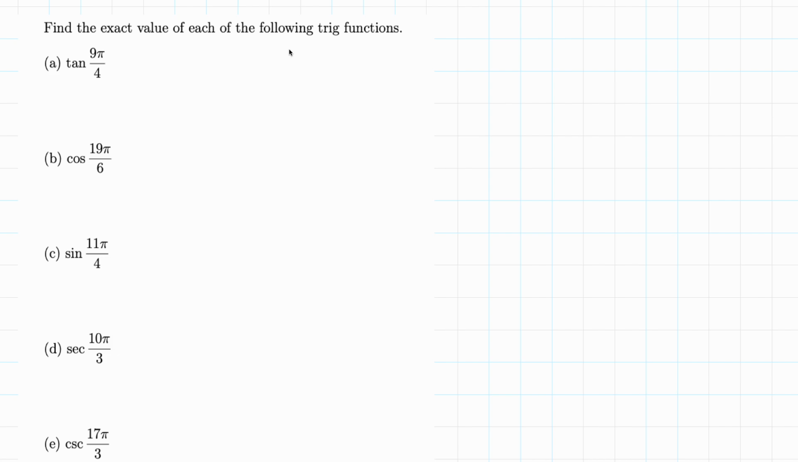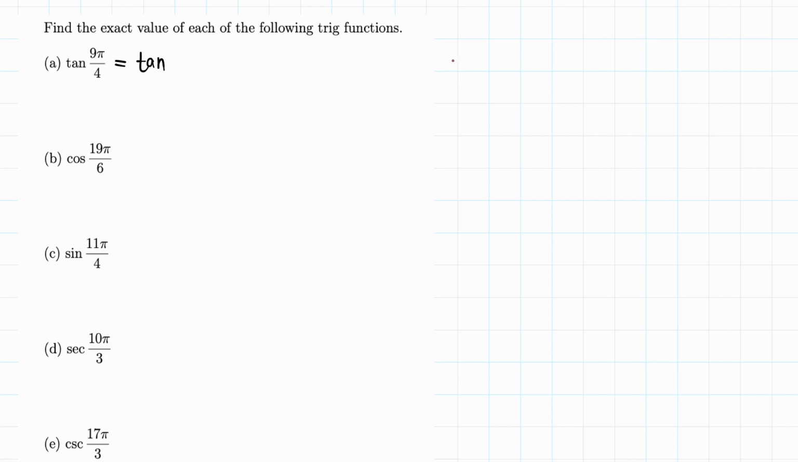Find the value of each of the following trig functions. So we got tangent 9 pi over 4. Using a calculator, we get a decimal value, so that's not good. So let's figure out what exactly this angle is. I would like to change this into degrees, so I get a better idea here.